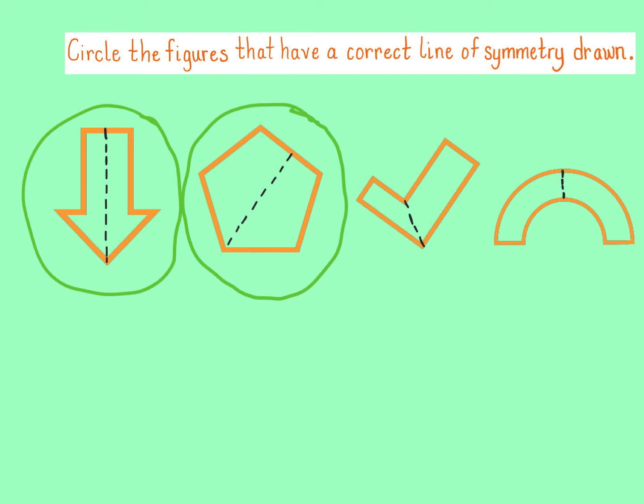For our next figure, does this piece match this piece? No, this piece is a little bit larger, so this does not have a correct line of symmetry. And lastly, does this half match this half? Yes, so that is also a symmetrical figure and a correct line of symmetry.